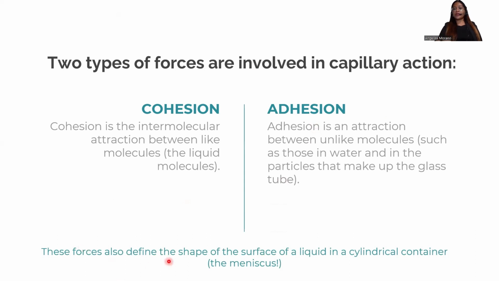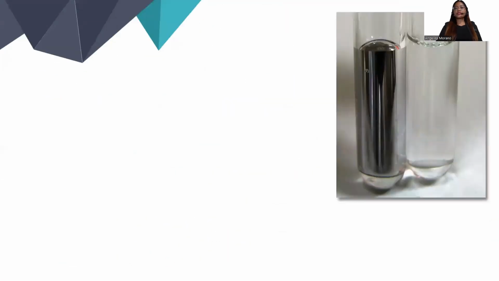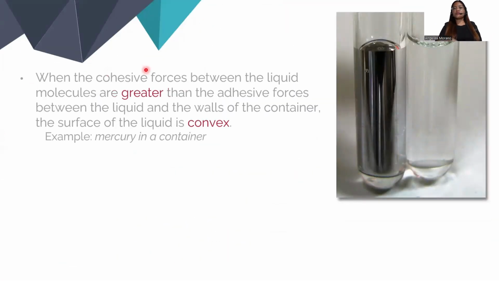So these forces also define the shape of the surface of a liquid in a cylindrical container, like looking at the meniscus of a liquid in a test tube. So for example, this one. When the cohesive forces are greater than the adhesive forces, for example, the liquid inside this test tube, between the liquid and the walls of the container, the surface of the liquid is convex, just like mercury in a container. So the cohesive forces between the mercury molecules are stronger against the walls of the test tube.